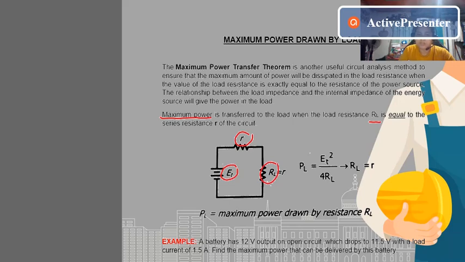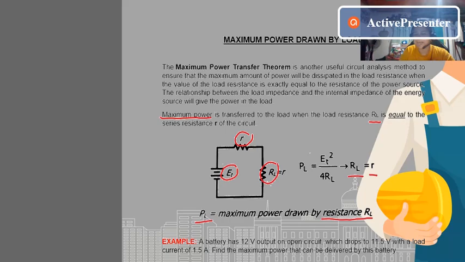So take note of the formula for PL, the maximum power drawn by resistance RL. The formula for maximum power is equal to ET, the total voltage, squared, divided by 4RL. Take note that in maximum power, our load resistance is equal to our series resistance, the small letter r.